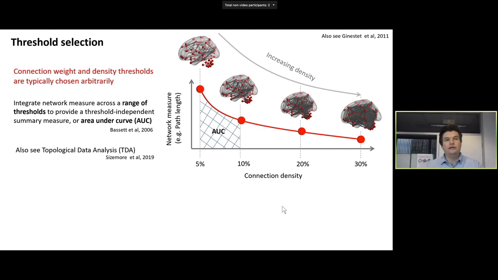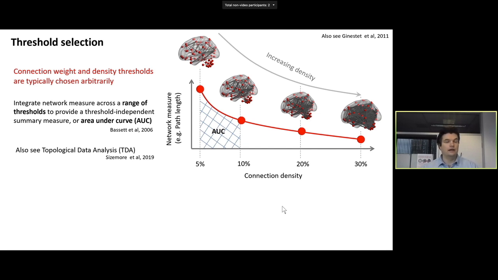Another key consideration is the choice of threshold. Should we threshold at 5%, 10%, 20%? It's not clear. And so to get around the dependency of threshold, it's recommended to perform the network analysis across a range of thresholds, and then perform statistics on the area under the curve. So in this case, we've mapped path length as a function of connection density and then computed the area under that curve. This also relates to topological data analysis.